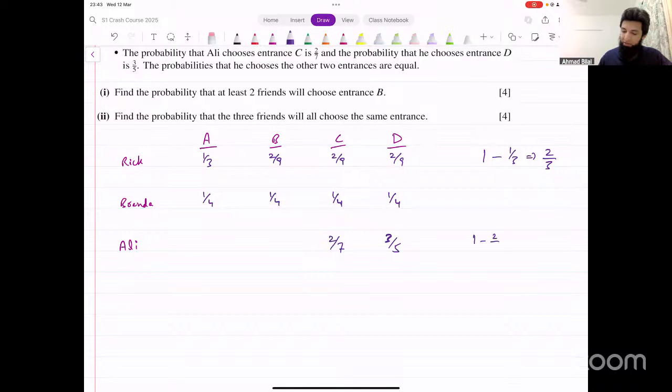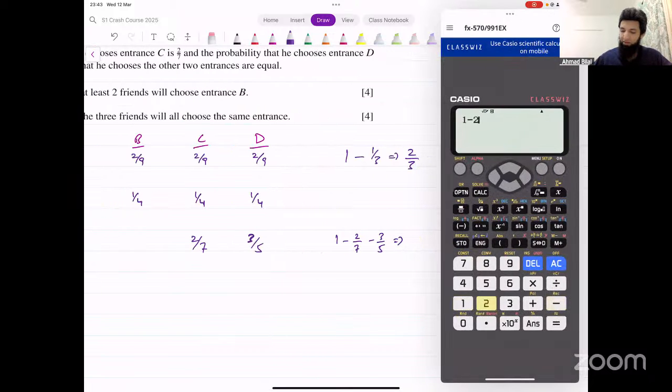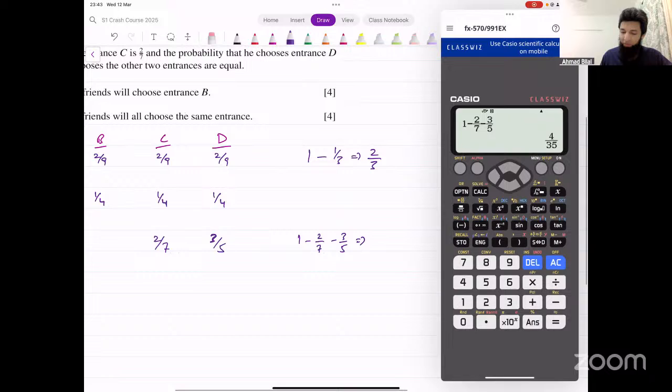1 minus 2/7 minus 3/5. What do you get from this? You can put this on your calculator directly. 1 minus 2/7 minus 3/5. And that gives us 4/35.